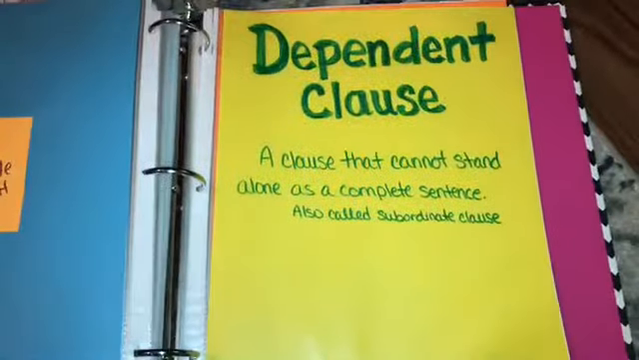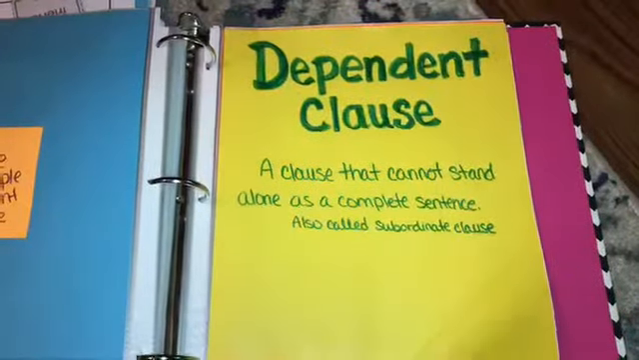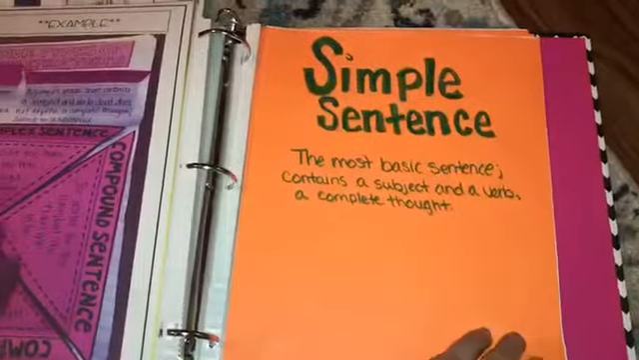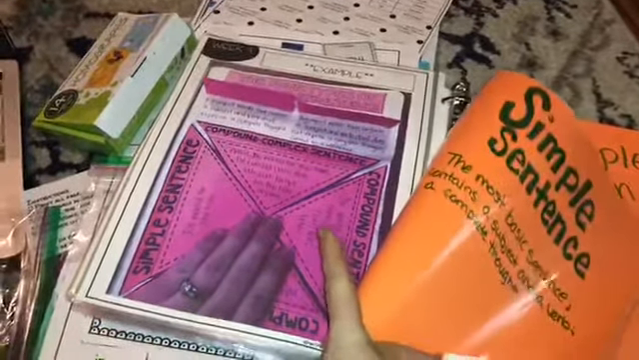A dependent clause is a clause that cannot stand alone as a complete sentence, also called a subordinate clause. So you would use this example. Simple sentence. The most basic sentence contains a subject and a verb, a complete thought. And then it has one of these as well, and it's going to look like that, and you would write a sentence and the definition underneath it.